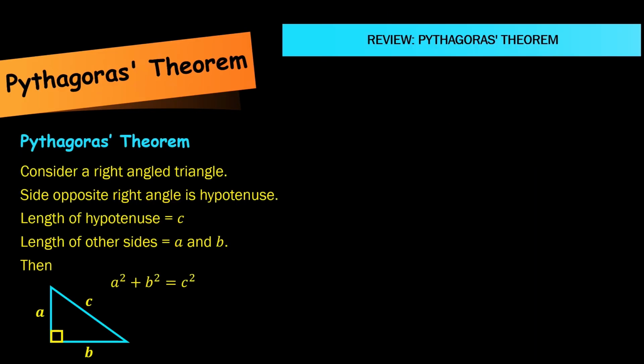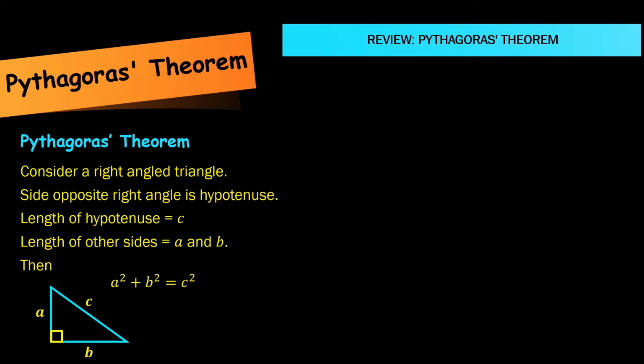Before we launch into this session, let's recap on Pythagoras' theorem, as this will help us to prove the sine rule. In Pythagoras' theorem, consider a right-angled triangle. The side opposite the right angle is the hypotenuse. Let's denote the length of the hypotenuse by C, and the length of the other sides by A and by B. Then A squared plus B squared equals C squared.